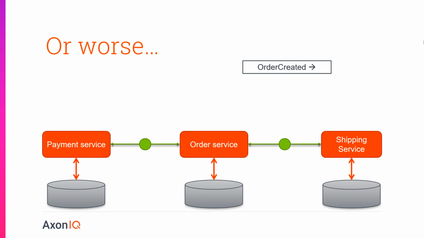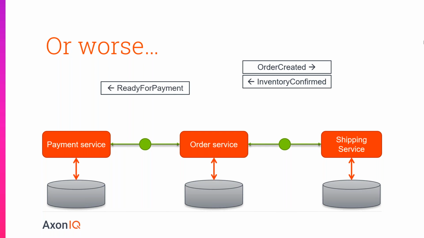Now the shipping service picks that event up and emits an inventory confirmed. So shipping has confirmed, yes, we have all the items, so we're okay. We're okay with this order. But the order service waits for that confirmation. And now it says, hey, I'm ready for payment.